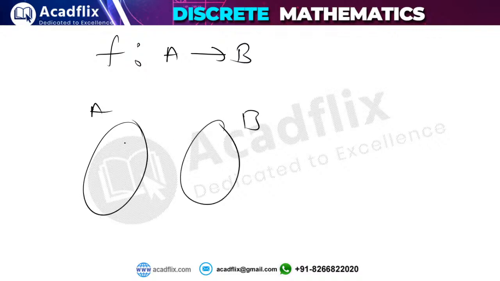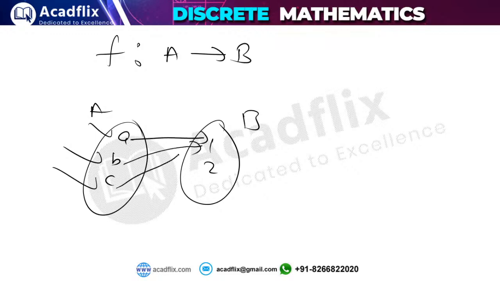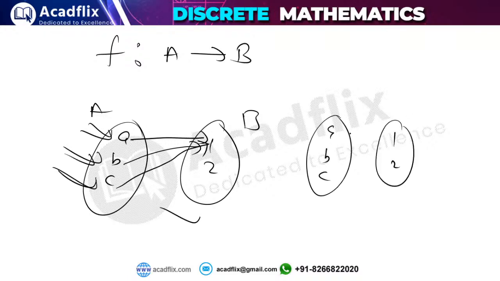So whenever we have a function from set A to set B, let's assume this is your set A and this is your set B, then a function from set A to set B is nothing but a relation such that every element of this set is related to exactly one element. For example, this is also a function, because every element is related to exactly one element. This is also a function, and this is also a function.